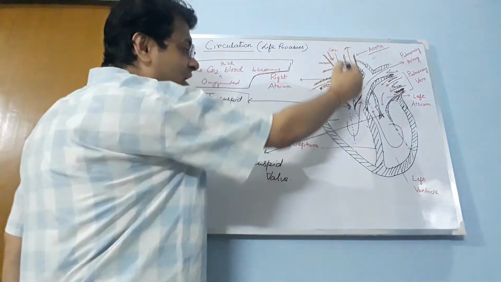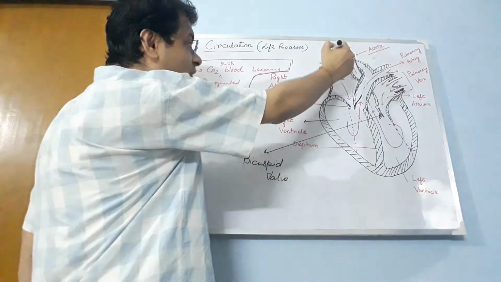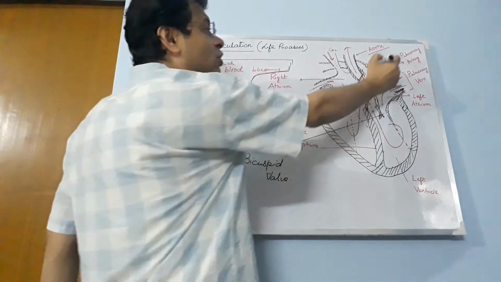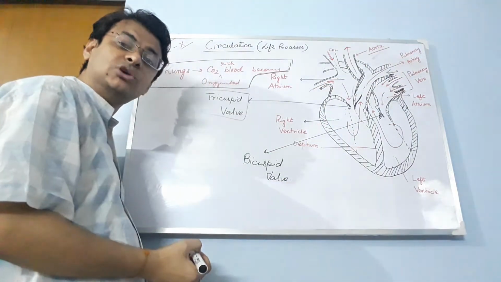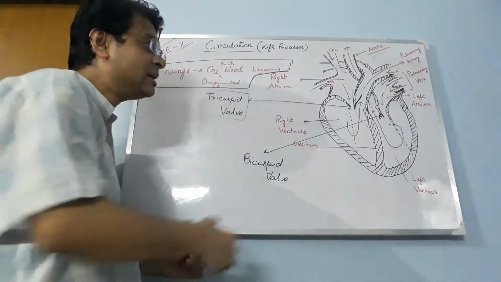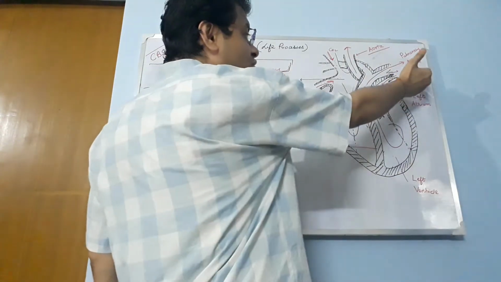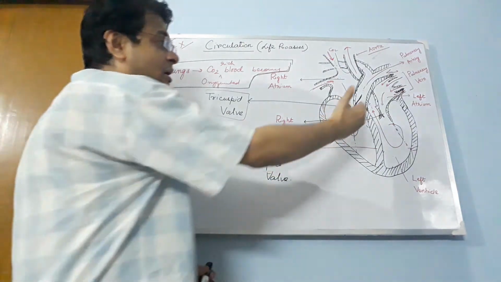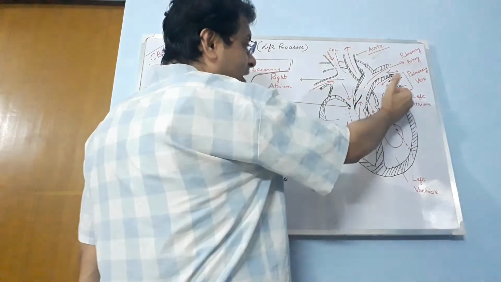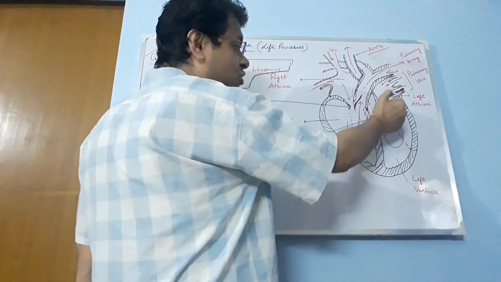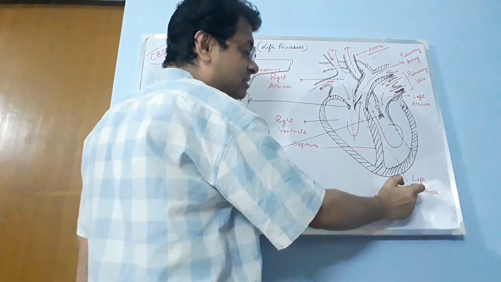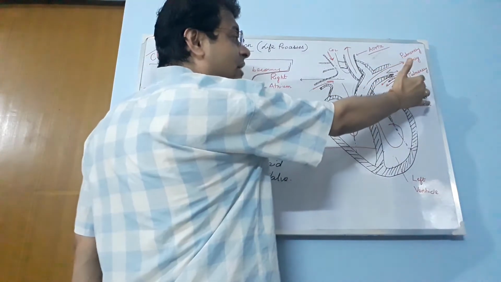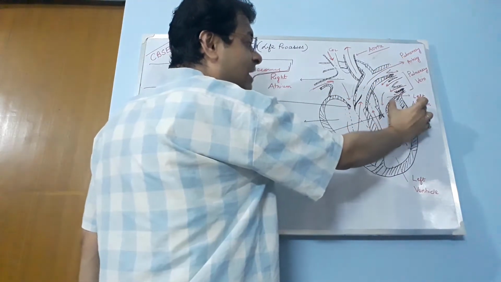Now, initially it was carbon dioxide rich blood, that is impure blood. After going to the lungs, the blood gets oxygenated and it enters the heart again through the pulmonary vein, and this time this is oxygen rich blood. I am extremely sorry, oxygen rich blood enters through the pulmonary vein to the left atrium.